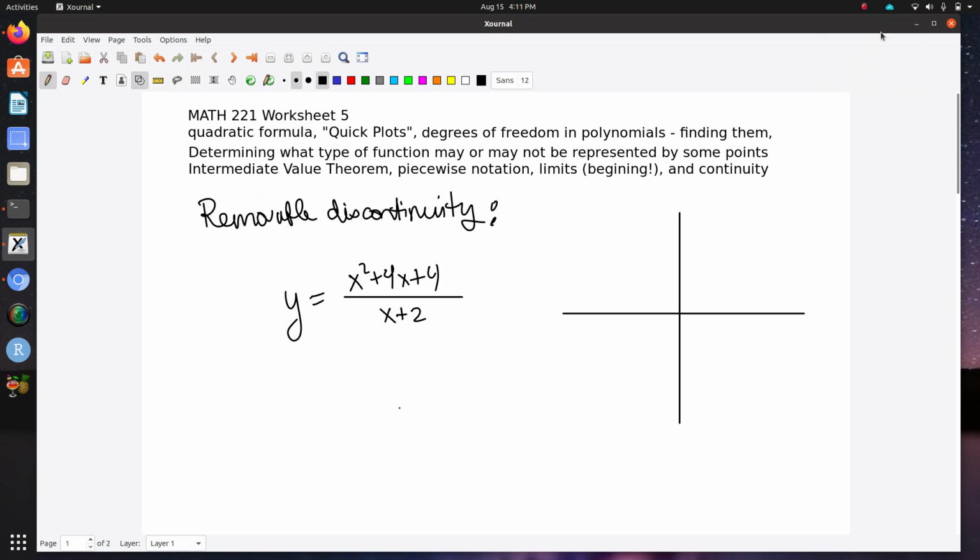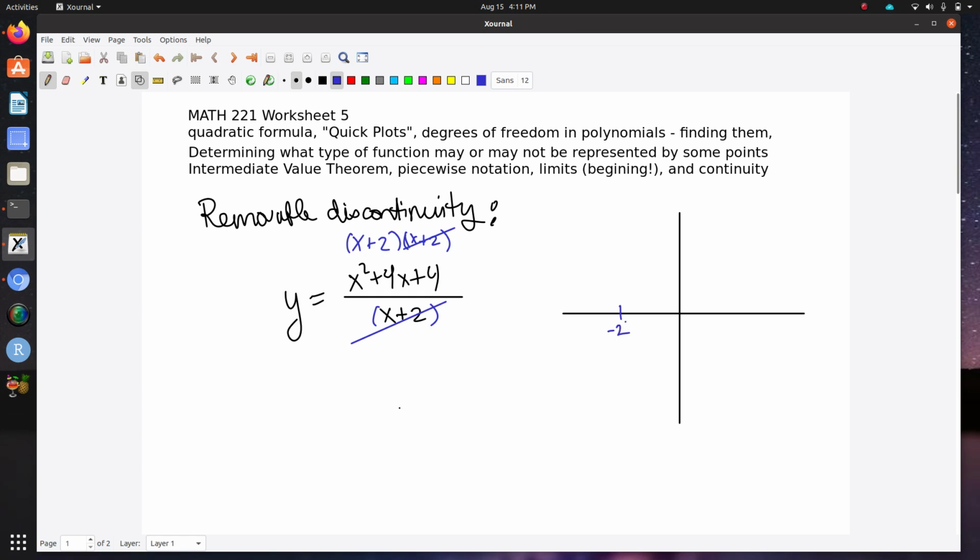Okay, you need to know about removable discontinuities. So here's a classic example. It's going to be just a line with a hole in it. But what's happening is if you can factor the numerator, so this is the algebraic way to explain this thing, but I also want you to understand it geometrically. Then essentially you cancel these guys out in all cases except x equals -2.